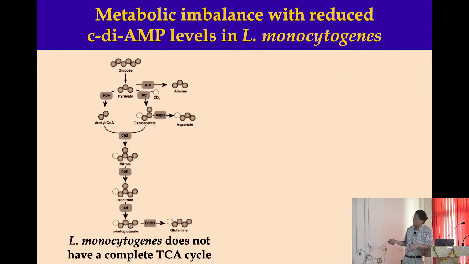And then Josh actually went further to show how cyclic di-AMP is actually toxic. In Listeria, it doesn't have a full TCA cycle. So you start from glucose, it goes down to making amino acids, alanine, aspartate, glutamate, and then PC is right here. So glucose to pyruvate, pyruvate to oxaloacetate through PC, and oxaloacetate to citrate synthase, which I talked about earlier, and then that gets going further down, giving you glutamate.